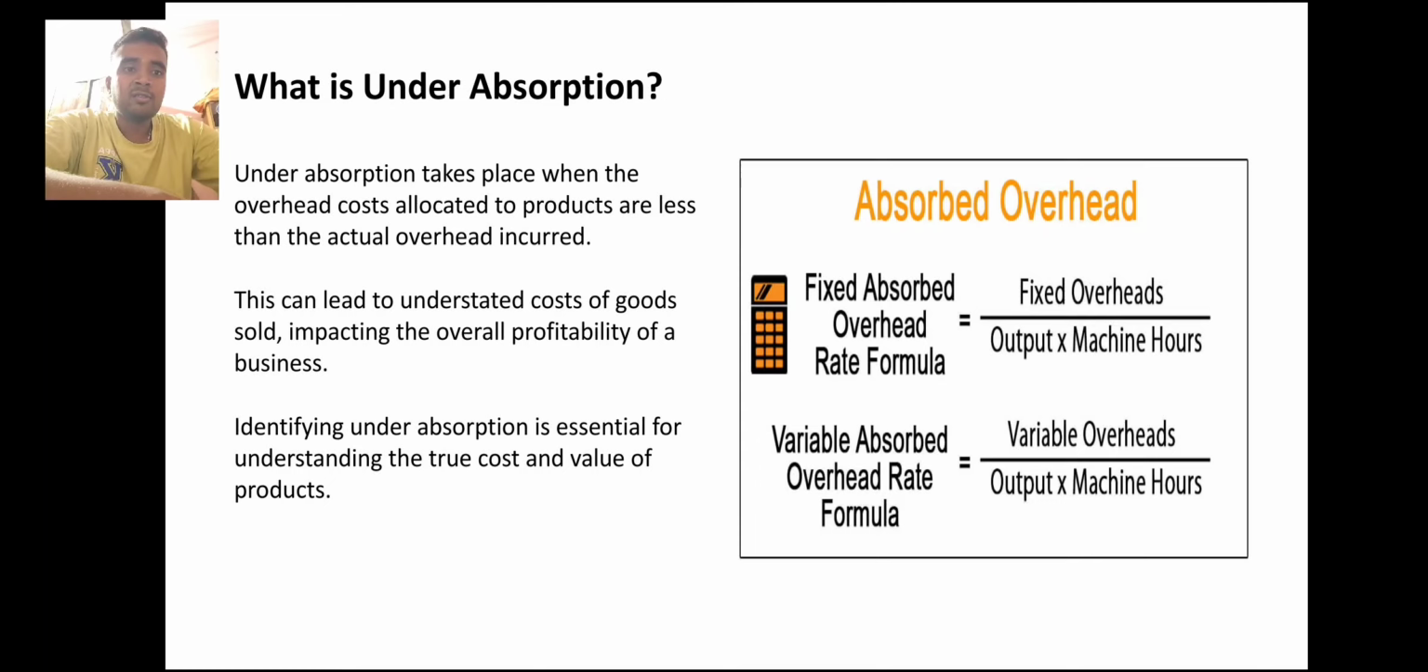Fixed overhead is referred to as output x machine hours divided by variable absorbed rate.